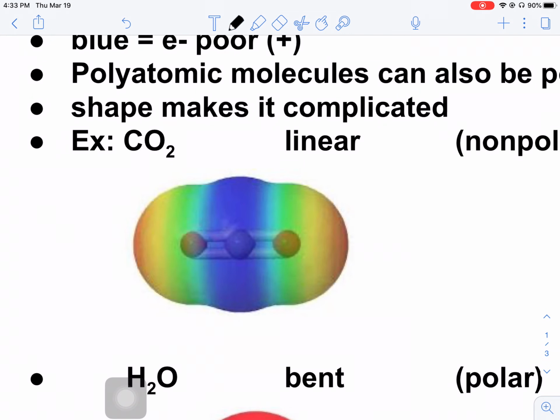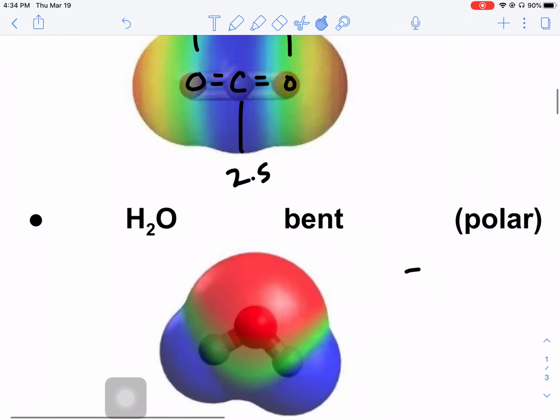All right, so let's look at some individual molecules. Carbon dioxide. This is one in which carbon would be in the middle. It would be double bonded to 2 oxygens. Carbon has an electronegativity of 2.5, and oxygen is going to be a 3.5. So the electrons are going to spend more time on the far left and far right in red, and less time in the middle, the blue. So we do have polar bonds in carbon dioxide, but because of its geometry, it is not considered a polar molecule.